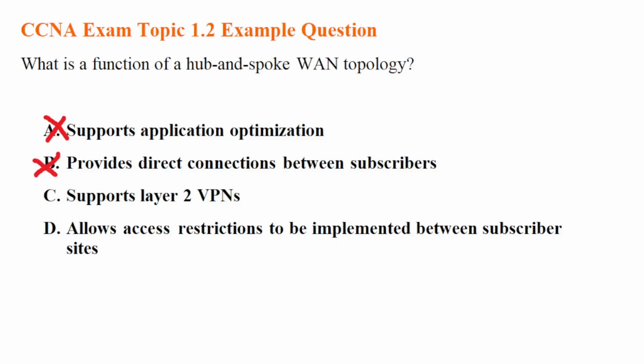C. Supports layer 2 VPNs. This is more dependent on the underlying WAN technology than the topology itself. Hub and spoke can be implemented over different types of VPNs, including layer 2 VPNs, but supporting layer 2 VPNs is not specific to this topology. D. Allows access restrictions to be implemented between subscriber sites. This is a key advantage of the hub and spoke design and the correct answer.